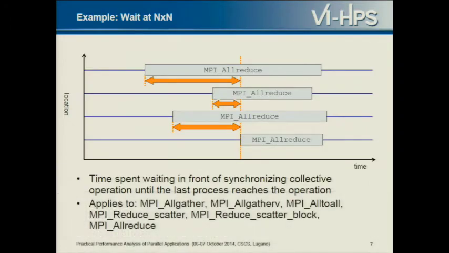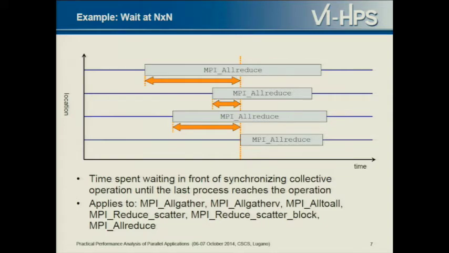This is an example of one of those. If you imagine we're looking at 4 processes here with time going from left to right, we're seeing 4 processes executing an all reduce. A collective operation, MPI all reduce executed on COMM world involves all of the processes, but processes can't actually proceed to complete the all reduce until the last one is available to participate.